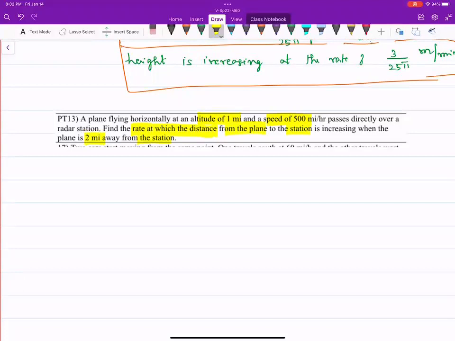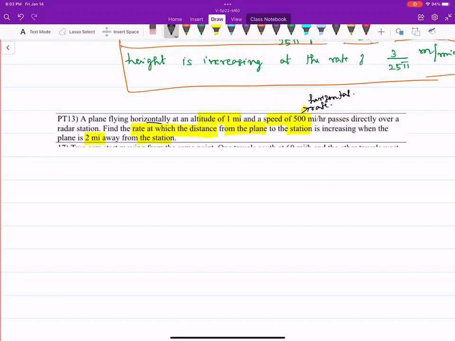So first we have to understand the problem. A plane is flying at an altitude of 1 mile at a speed of 500 miles per hour. This is telling us a rate, right? Because it says miles per hour, it is the horizontal rate, because it's flying horizontally.